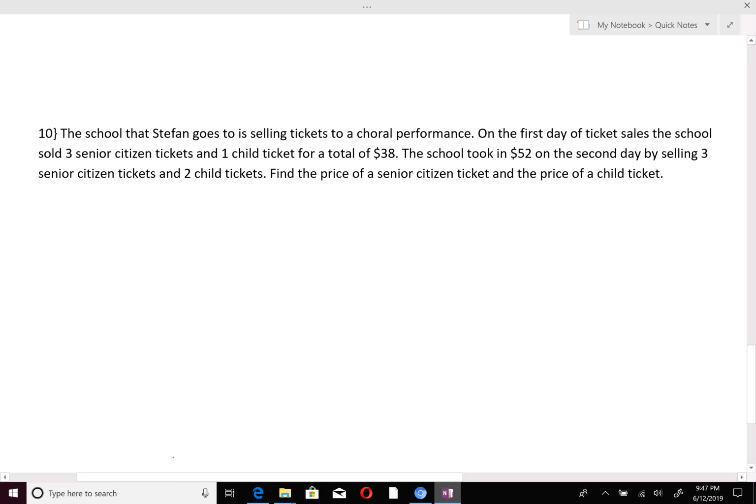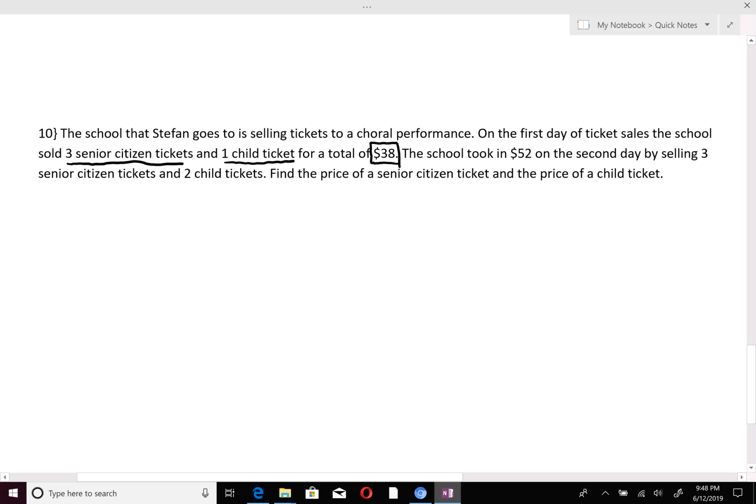So when doing story problems, it's best to underline information that you think will be important to helping you solve this problem. So as I read through it, I'll underline the things that I think will be useful. So the school that Stefan goes to is selling tickets to a chorale performance. On the first day of ticket sales, the school sold 3 senior citizen tickets and 1 child ticket for a total of $38.